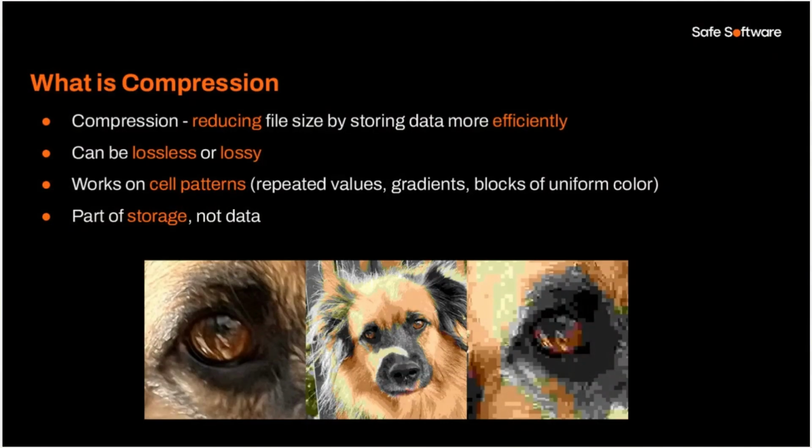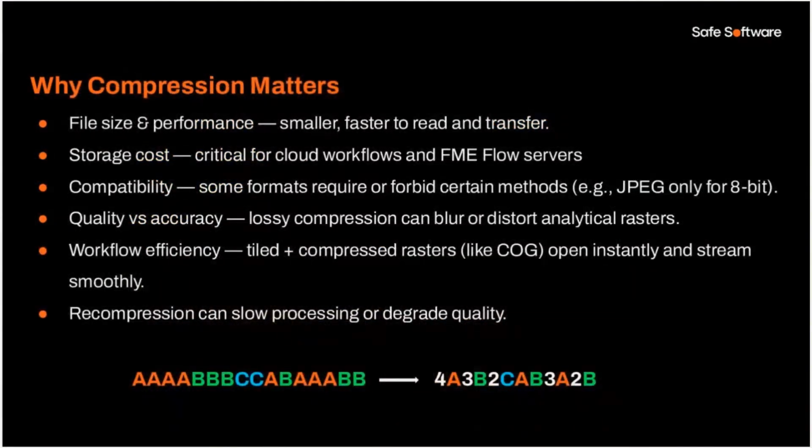So what are the benefits of compression? We can save on file size, performance, storage costs, transfer costs. If you're sending a lot of data over the internet, let's say you're generating a tile cache, you could be generating gigs worth of data. And so compression would be useful in that case to reduce the amount of data that you're sending over the network.